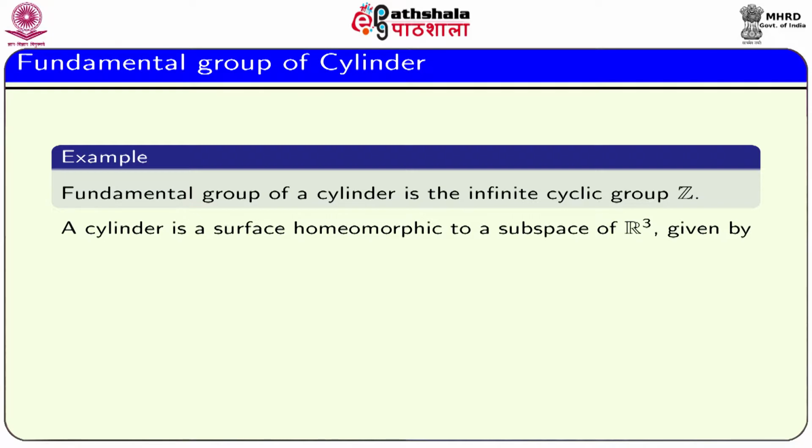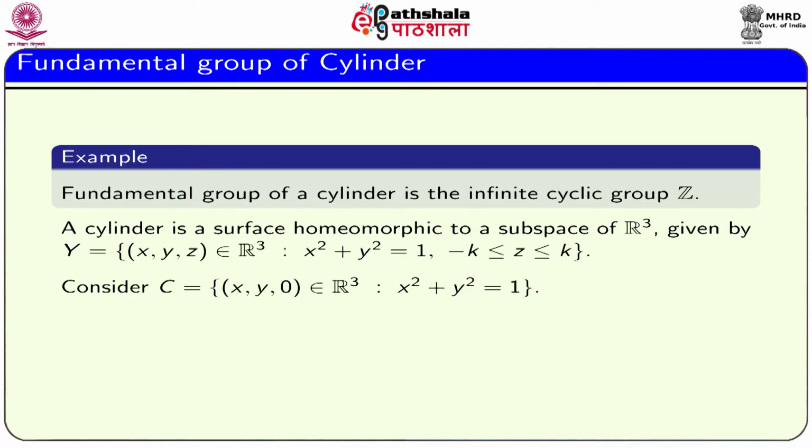With this previous knowledge, we try to get the fundamental group of a cylinder, and we see that the fundamental group of a cylinder is the infinite cyclic group Z. A cylinder is a surface homeomorphic to a subspace of R3, that is 3-dimensional Euclidean space given by the collection of all points x, y, z such that x square plus y square is equal to 1 and z lies between minus k to plus k. Here k stands for some real number.